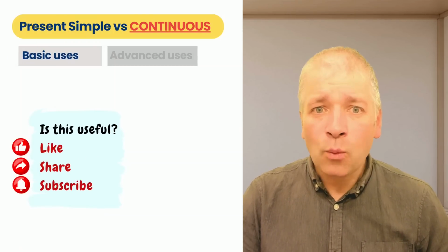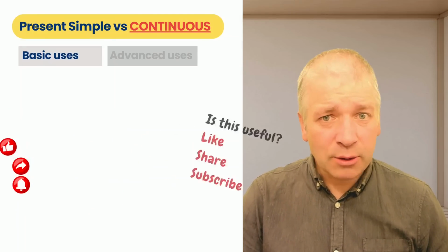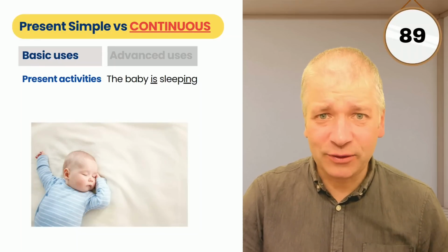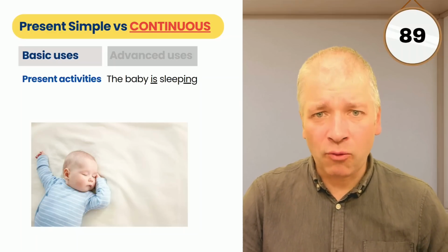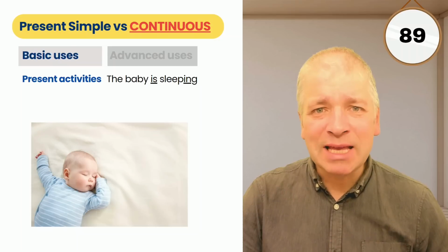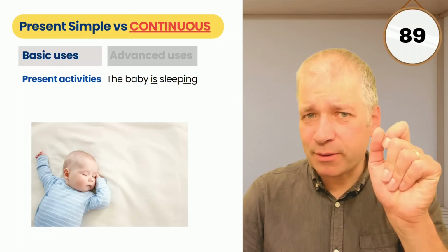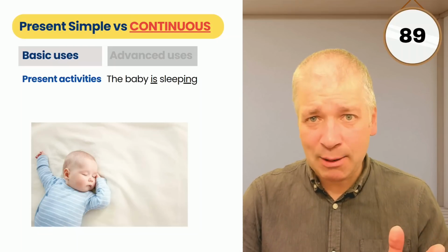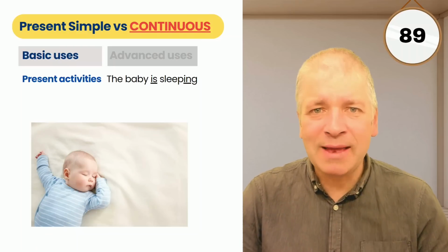Starting again with the basic uses. A basic use of the present continuous is to indicate present activities. Look at this baby. What is this baby doing right now? The baby is sleeping. This is not something that just happens in a moment. This has probably happened for many hours before and will continue afterwards. It's an activity in progress.